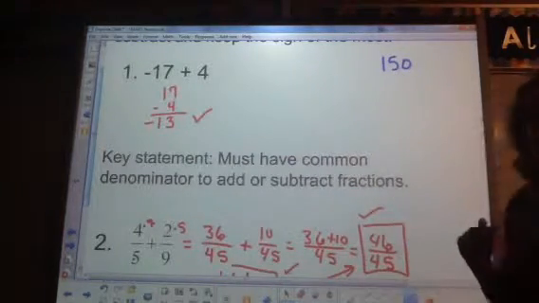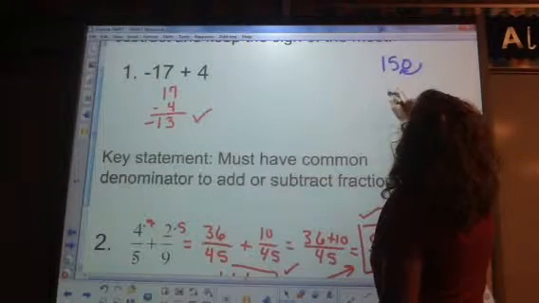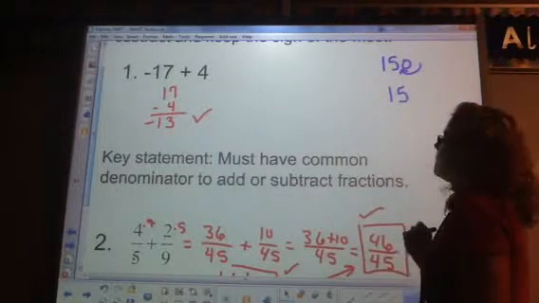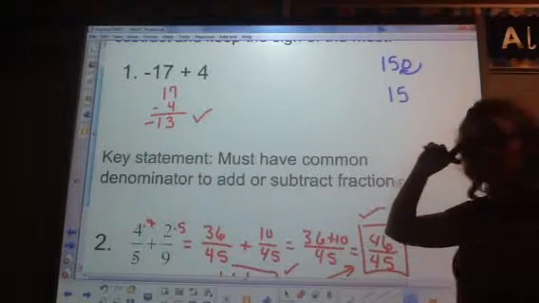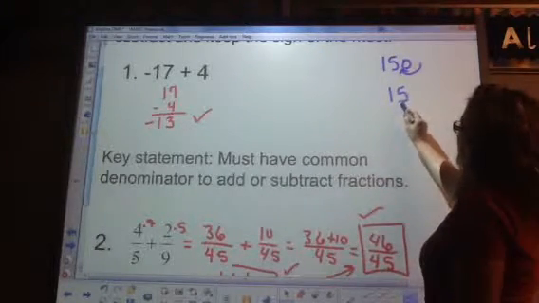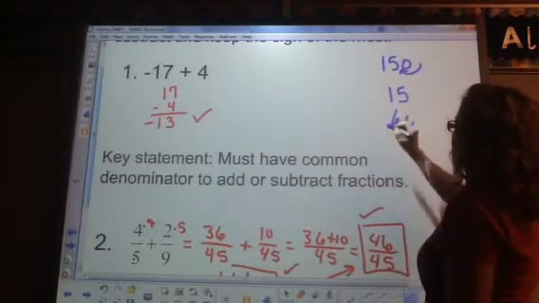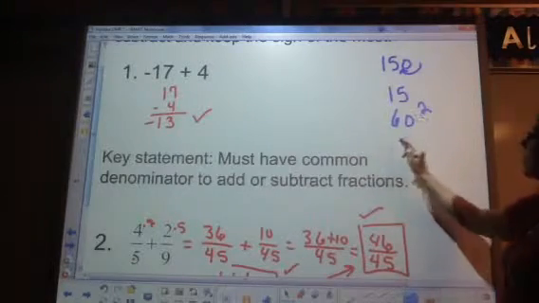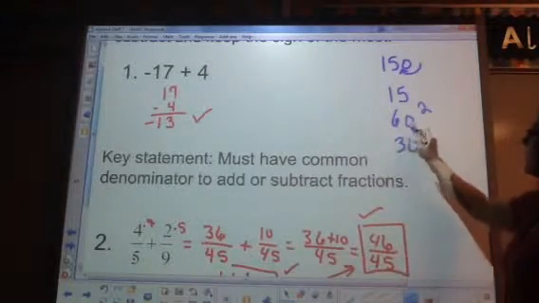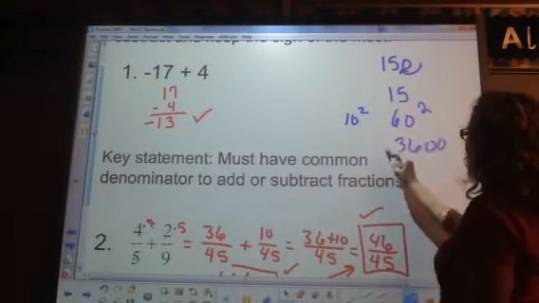Okay, 10% of 150. When you take 10% of something, you move the decimal one place. So that's 15. What's 15 times 4? Mentally, what I did is, well, 15 times 2, that's doubled, is 30. And then I double 30 and I get 60. Then we need to square it. Well, I know 6 squared is 36. And then this is 10. 10 squared is 100. So I add those 2 zeros on.